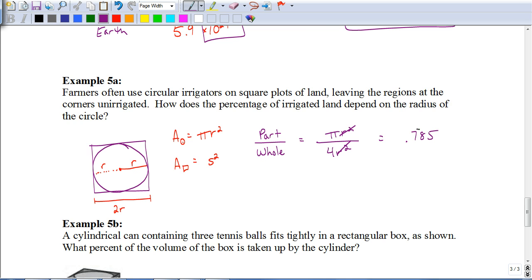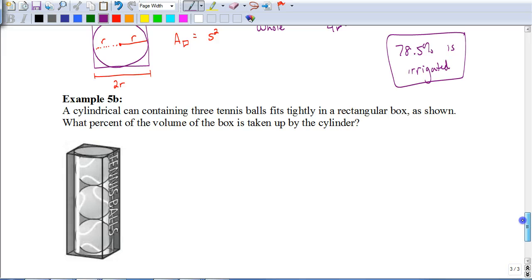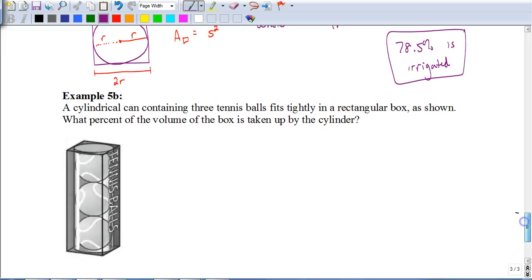It asks how the percentage of irrigated land depends on the radius of the circle, so we need to change this to a percent. We would say 78.5% of the land is irrigated. That means about 21.5% of the land goes unirrigated. It's not getting water.